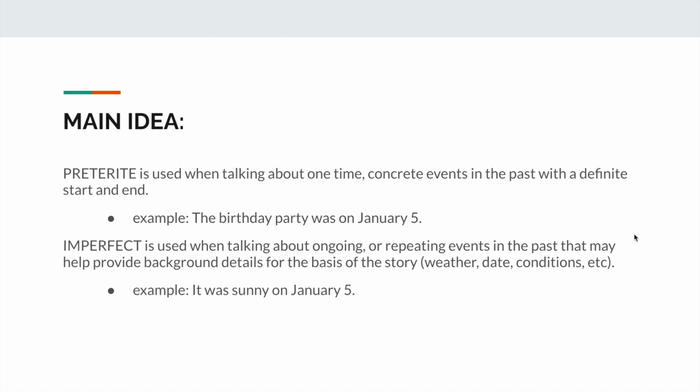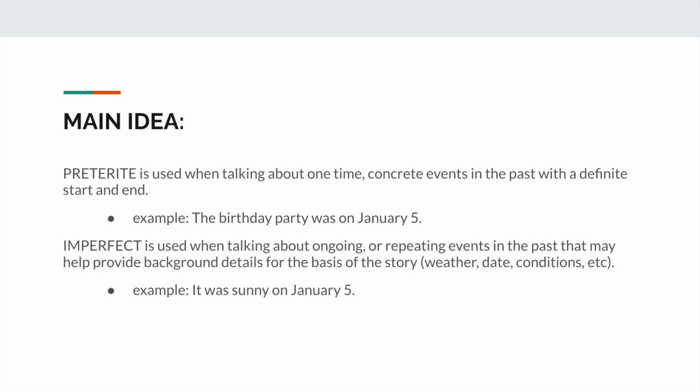And so, into the meat of it, preterite is used when talking about one-time concrete events in the past with a definite start and end time. So an example of that is if I were to say the birthday party was on January 5th.